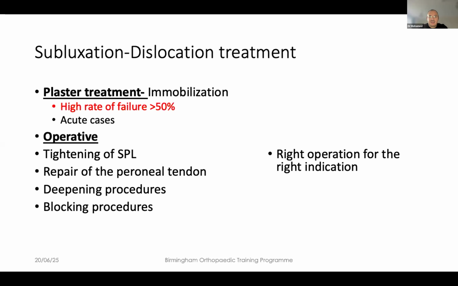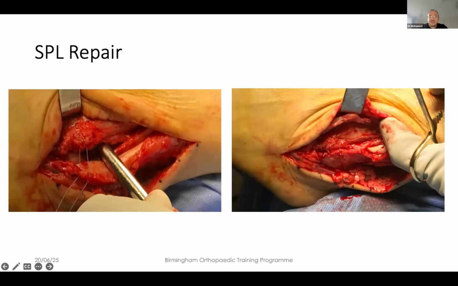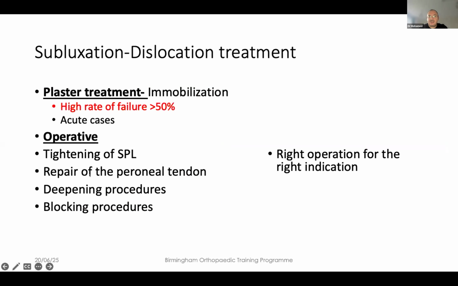So operatively, how do we treat this? Firstly, if the problem is just in the superior peroneal retinaculum, we repair it or tighten it or double-breast it or anchor it to the bone. If the problem is in the peroneal tendon itself, we repair the peroneal tendons. And with the repair of peroneal tendon and superior peroneal retinaculum, if we have a bony problem of shallow retromalleolar space, we have to do a deepening procedure to make a retromalleolar groove. And at the end, if we cannot maintain the stability of the peroneal tendons with any of this, the option we have will be a blocking procedure, something like a Chiari osteotomy as a salvage procedure.